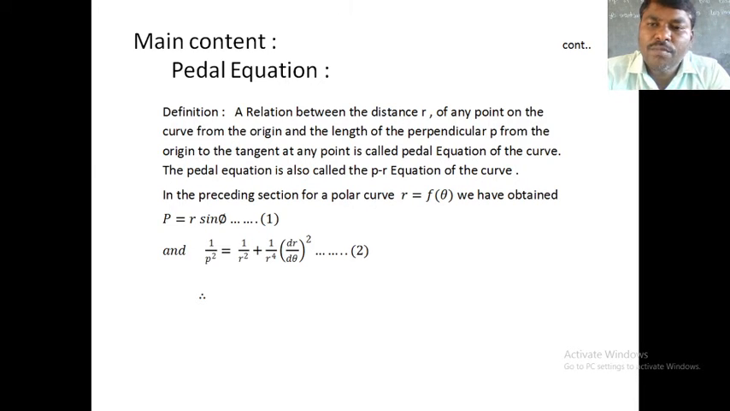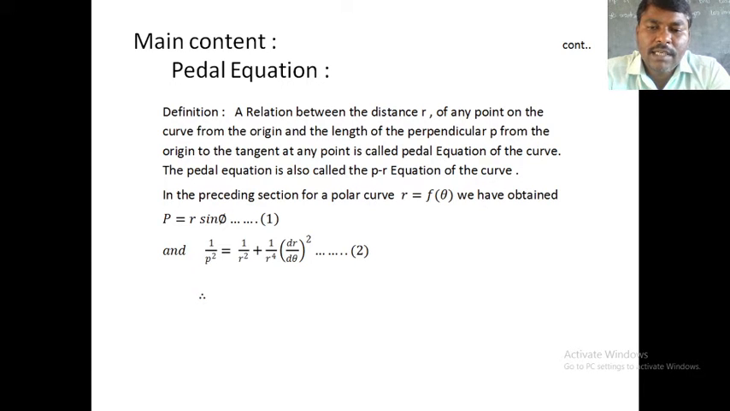The definition of pedal equation: a relation between the distance r of any point on the curve from the origin and the length of the perpendicular p from the origin to the tangent at that point is called the pedal equation of the curve. The pedal equation is also called the p-r equation of the curve.